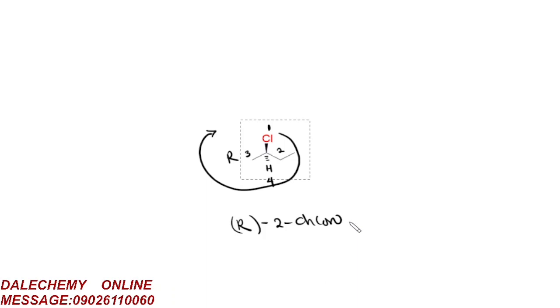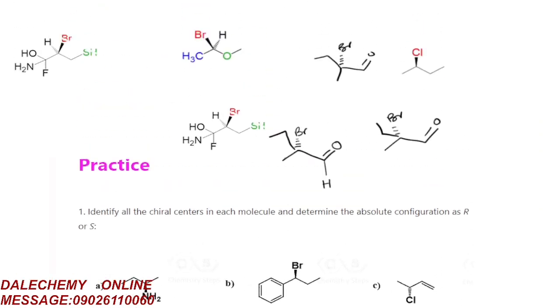So this is the chiral carbon, and the hydrogen will be on the dash. This is going to be 1. We take the second one, third, and the fourth. So that will come from here to here. That will be R. Okay, 1, 2, 3, 4. So that will be 2-chloro. You do not put a dash, sorry. That will be butane. So that's how to name that.